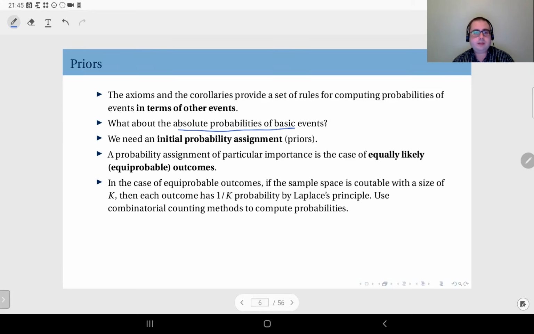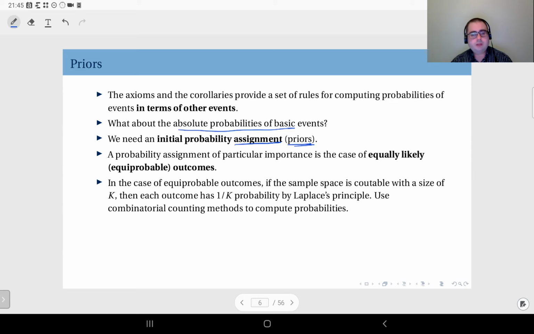This means we need an initial probability assignment, which we call priors, prior probabilities. Now here, as you see, this is an assignment. So this is a choice you make. Depending on the mathematical model you're using, you essentially pick a set of probabilities for elementary events or basic events, and then work on it to produce some meaningful results.